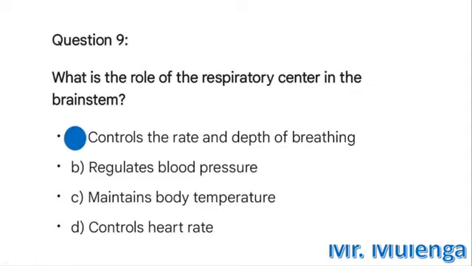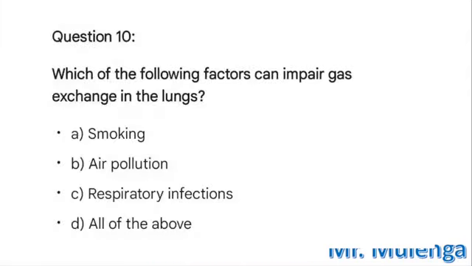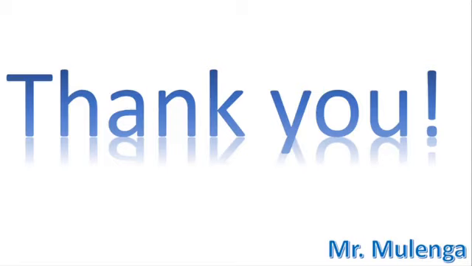So we now move on to our last question, which is question 10. The question reads, which of the following factors can impair gas exchange in the lungs? A, smoking. B, air pollution. C, respiratory infections. D, all of the above. So smoking, air pollution, and respiratory diseases or infections, all these can cause a disruption in the gas exchange in the lungs. So the correct answer here is D.